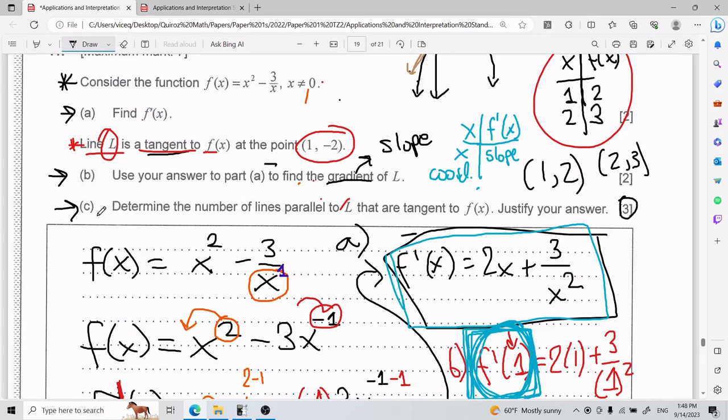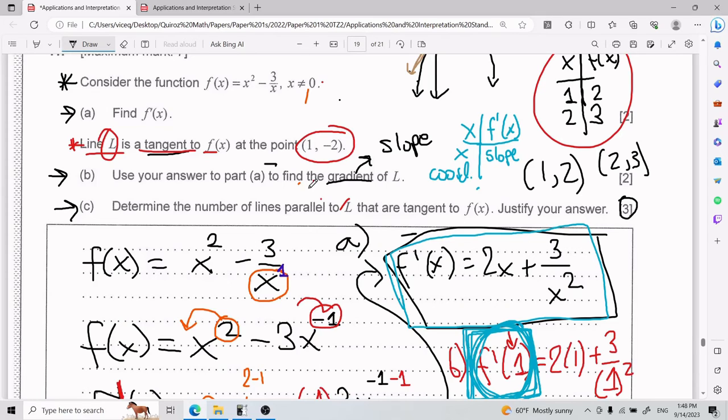We have: determine the number of lines parallel to L that are tangent to f of x, and justify our answer. So basically, our line L has a slope of 5. And there are infinite lines that have a slope of 5. So which of those lines also touch f of x that need to have a slope of 5?